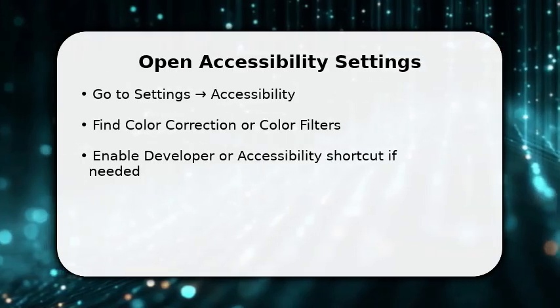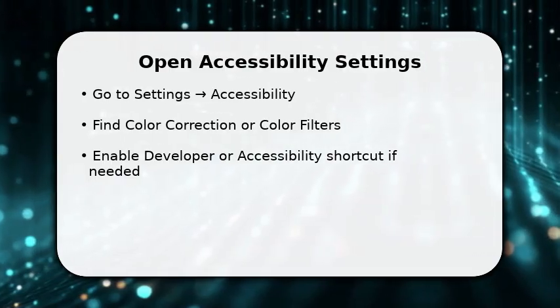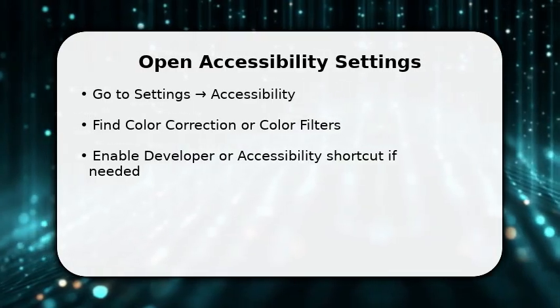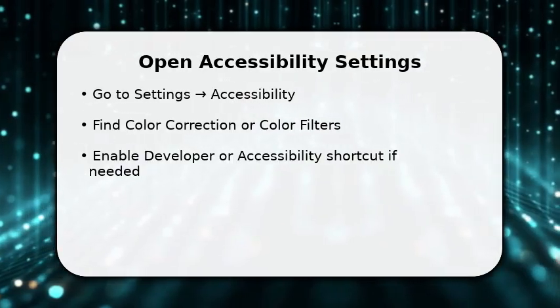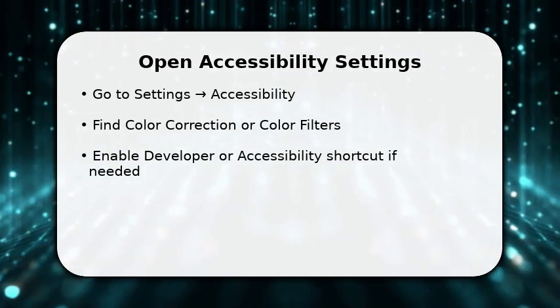If Color Filters is hidden, enable the Accessibility shortcut or Developer options to reveal advanced display toggles. Make sure Bluetooth or screen casting is off while you set colors so previews stay accurate. You're activating the only reliable, system-level filter available on most phones.